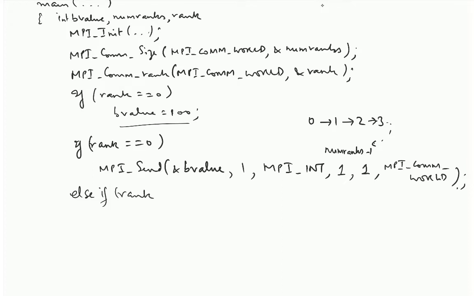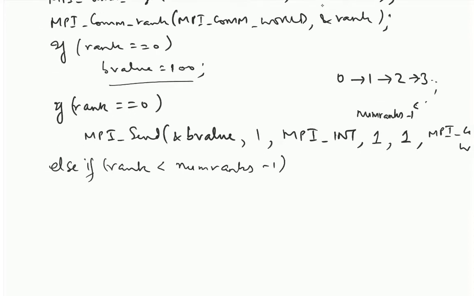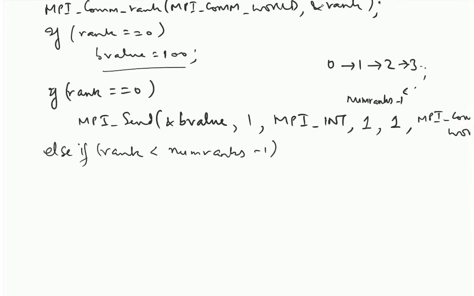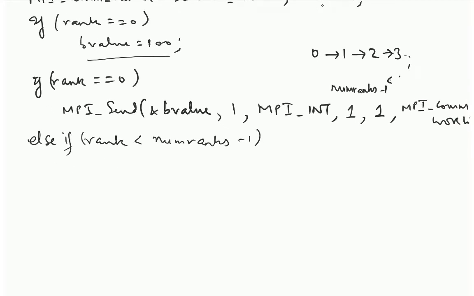Else if rank is less than num ranks minus 1. Okay, so all the other ranks other than num ranks minus 1, all the way up to num ranks minus 2, what are they going to do? They have to first receive the data from the previous rank. So where are you going to receive it? Into b value.